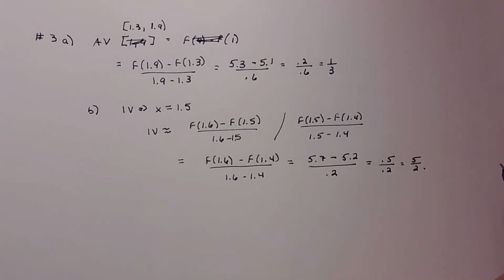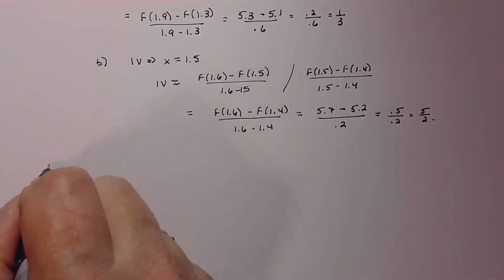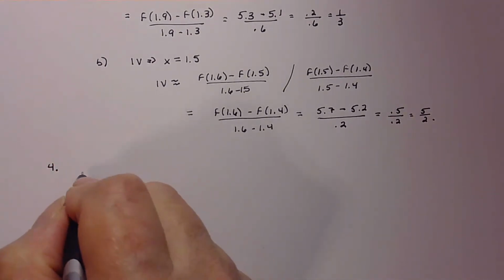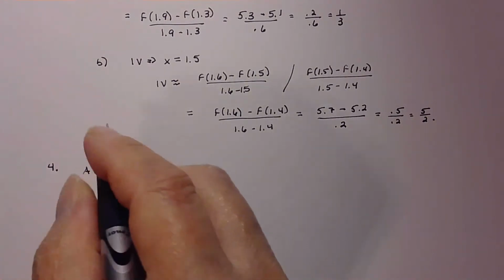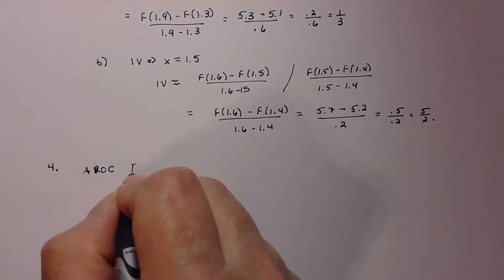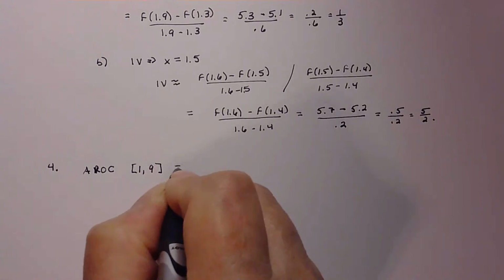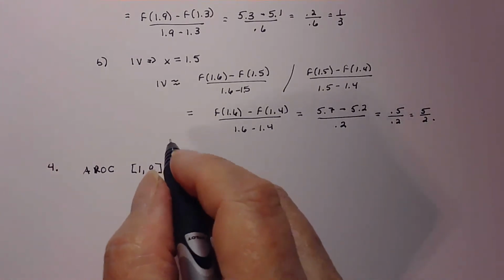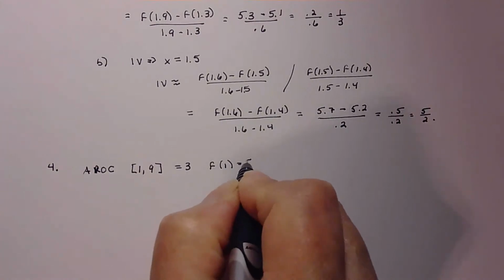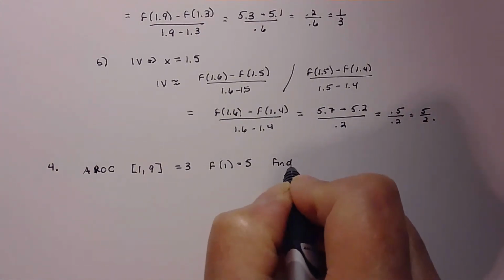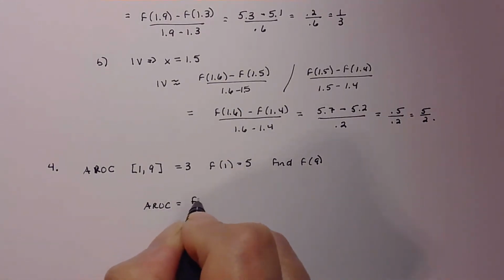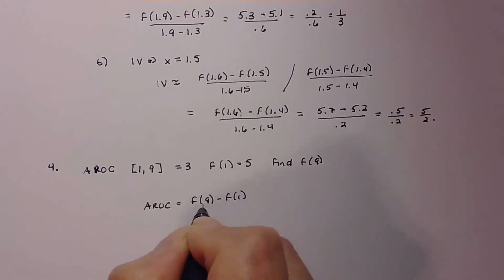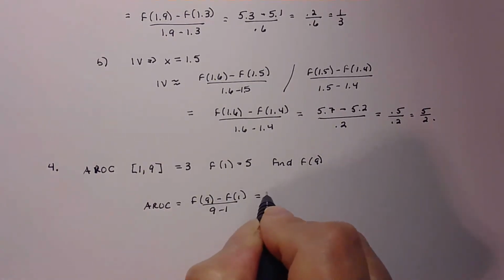Number 4, the average rate of change. So we're going to do number 4. The average rate of change of a function, which we know is this. The average velocity, average rate of change, again, we use them interchangeably depending on the context, on the interval from 1 to 9 is equal to 3, okay? So we also know that f of 1 equals 5, and we want to find f of 9. So we know that the average rate of change is f of 9 minus f of 1 all over 9 minus 1, and that's equal to 3.